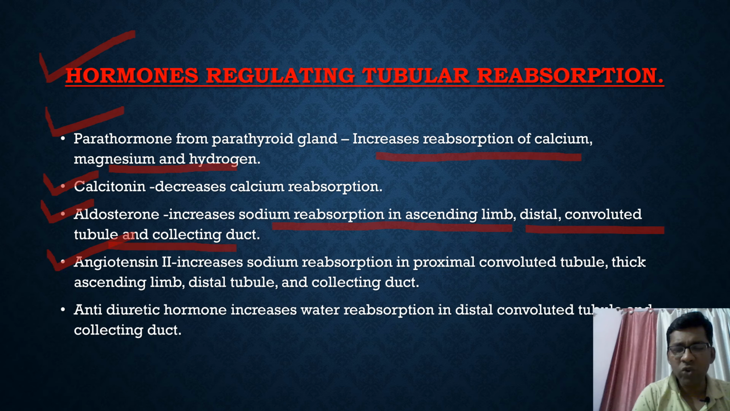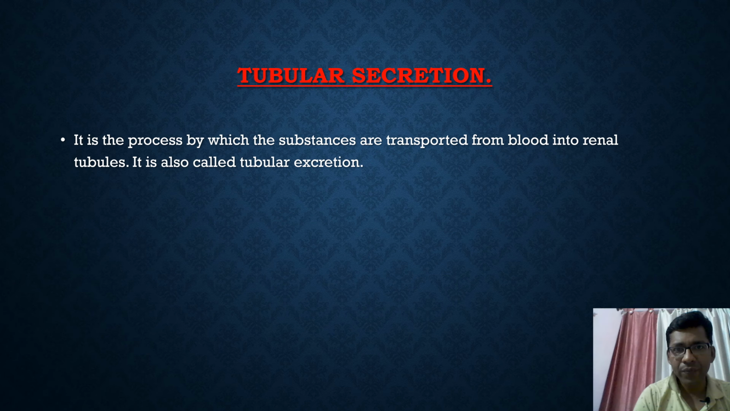Angiotensin 2 increases sodium reabsorption in the proximal convoluted tubule, thick ascending limb, distal convoluted tubule and the collecting duct. Lastly, antidiuretic hormone increases water reabsorption in the DCT and collecting duct. So all these things are important for MCQ as well as the theory part.